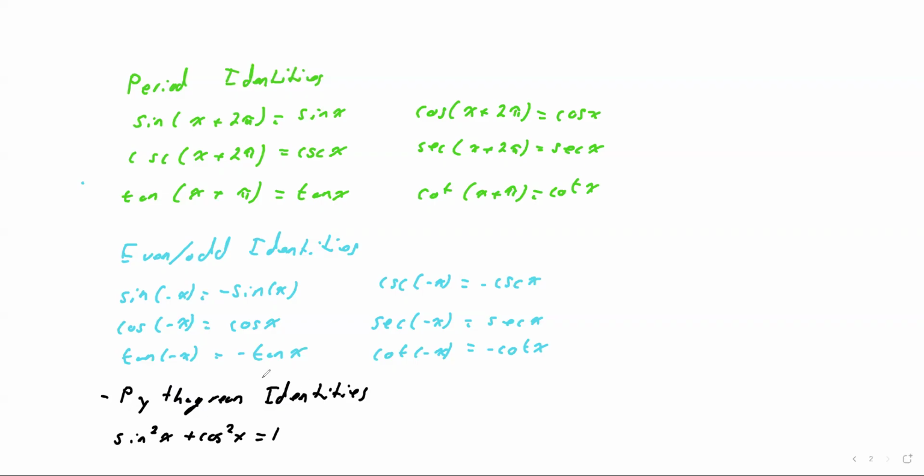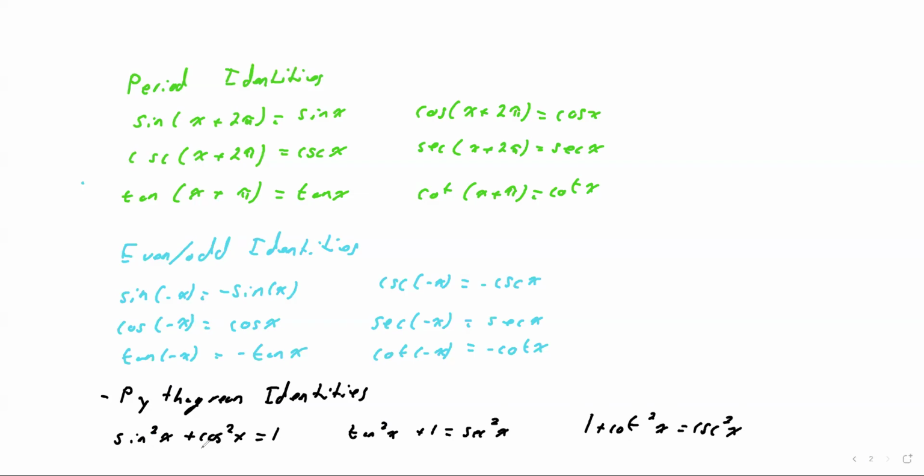But that's not something we're going to have to prove. You just have to know them. So the next one would be tan squared x plus 1 equals secant squared x. And the last one is 1 plus cotangent squared x equals cosecant squared x. So these are the three that you need to know. You don't have to worry about proving it.